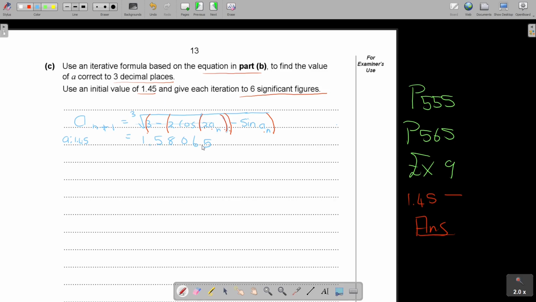So what you can do, can I first show you? I think it's better if you do it like this. 652 849, but then go and make it to 6. 1, 2, 3, 4, 5, 6. So it's going to be 1.58065. Did you see? I wrote the full calculator and then I approximate.